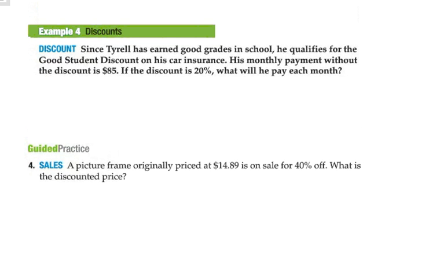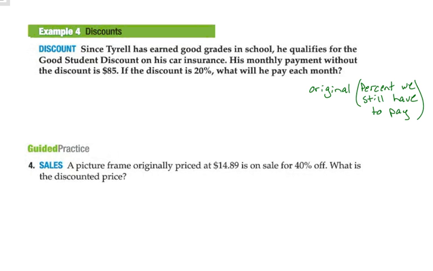It says, since Tyrell had earned good grades in school, he qualifies for the good student discount on his car insurance. His monthly payment without the discount is $85. If the discount is 20%, what will he pay each month? So again, our little formula was that we take the original price and we multiply it by the percent we still have to pay.